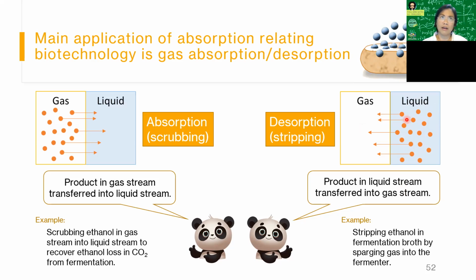Not directly a downstream process, but you can regard it as a downstream process as well if those volatile things are your product. So you don't have to wait until the end of fermentation to do the downstream. You can just take it out while you are fermenting as well, if it inhibits your fermentation.